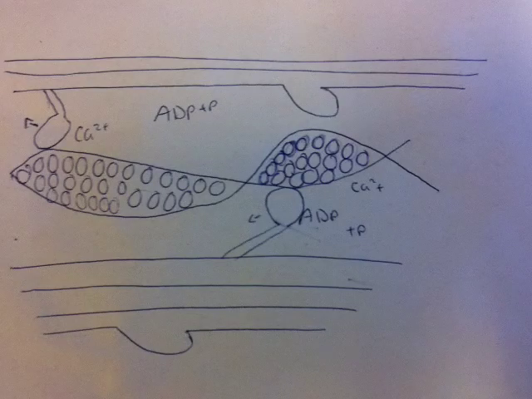During the power stroke, energy is released by ADP. It attaches to the myosin head and then is ejected off. This creates energy.